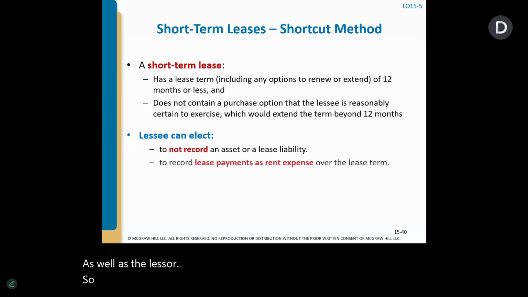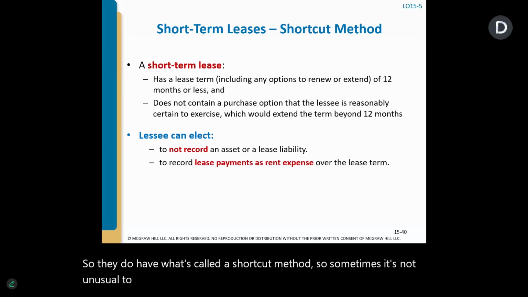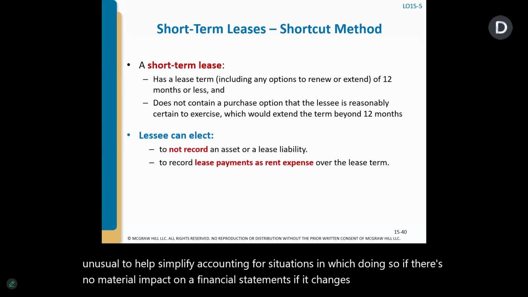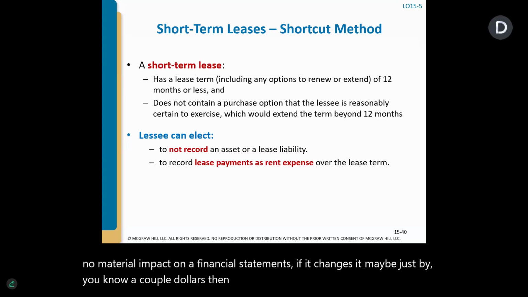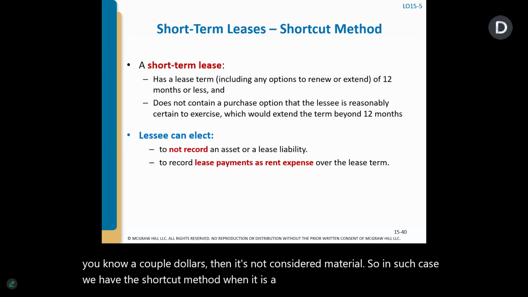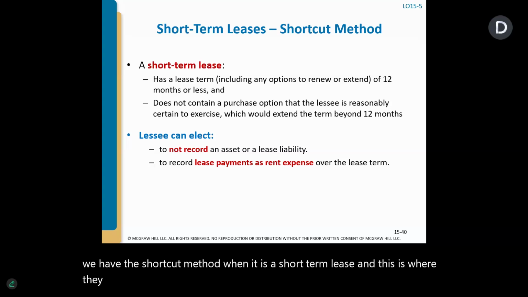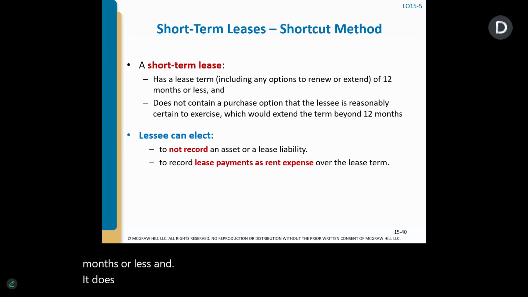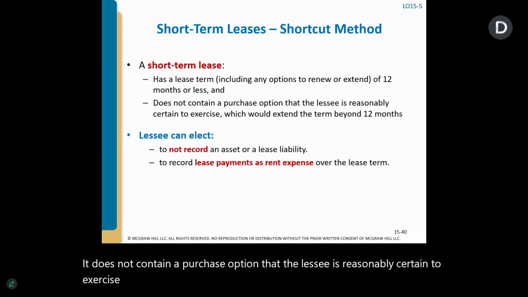So they do have what's called a shortcut method. Sometimes it's not unusual to help simplify accounting for situations in which there's no material impact on the financial statements. If it changes it maybe just by a couple dollars, then it's not considered material. In such a case, we have this shortcut method when it is a short-term lease. This is where the lease term, including any options to renew or extend, is 12 months or less, and it does not contain a purchase option that the lessee is reasonably certain to exercise, which would extend the term beyond 12 months.